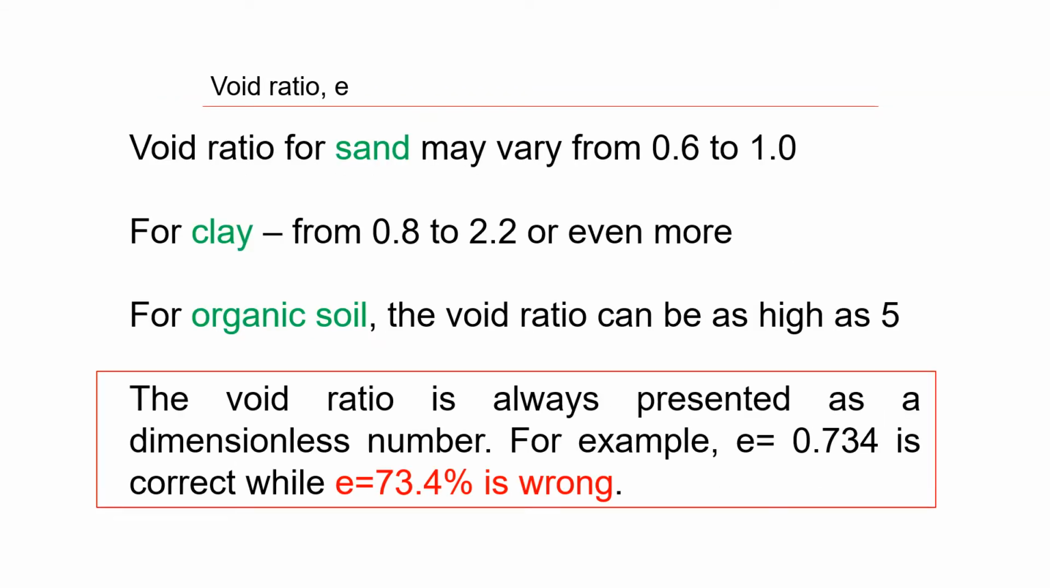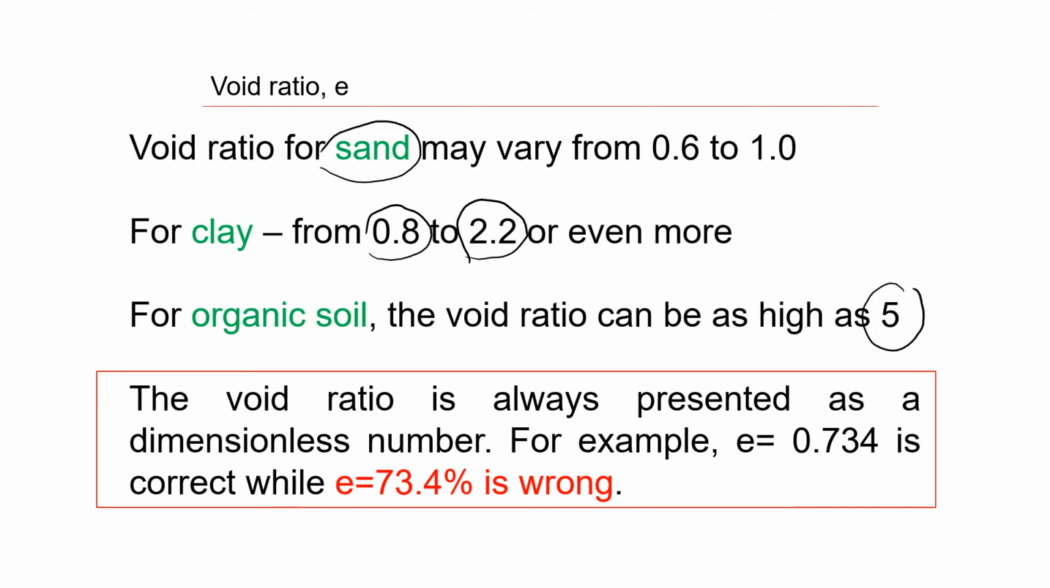Void ratio depends on the type of soil. For most of sandy material, it may vary from 0.6 to 1. For clay, the void ratio typically is much higher, so it can be as low as 0.8, and it can go to high values of about 2. For some organic soils, the void ratio can be as high as 5.